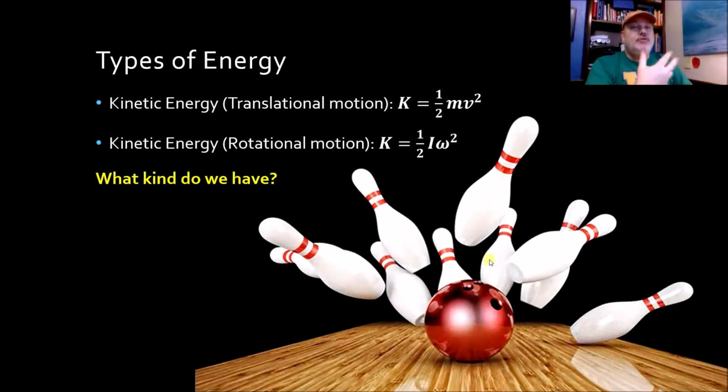So look at this picture right here. What kind of kinetic energy does this system have? Well, the ball is moving, so translational. The pins are moving, so translational. The ball is rolling, so rotational. Some of the pins look like they're rotating, so they would have rotational kinetic energy as well. We'd have to add all that up to find out the total energy of the entire system.